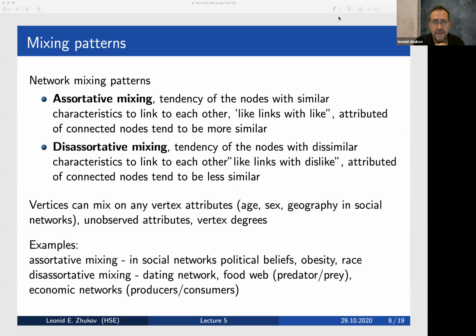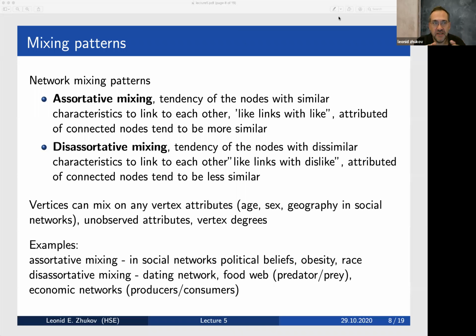You can also notice that people who are friends on a social network will often be of a similar age group, and in fact this can be used to predict the age of somebody who doesn't show it. They usually have similar income, very similar interests, and these days most likely even similar political views. That's called assortative mixing: the tendency of nodes with similar characteristics to link to each other, or like links with like.